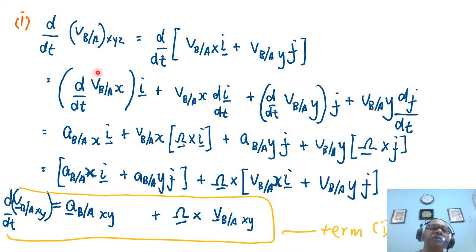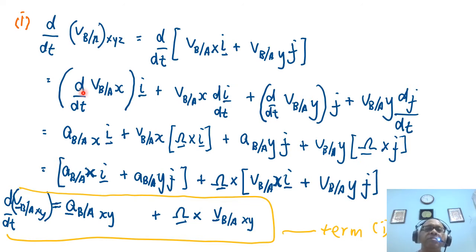So for the first term, d over dt of vb relative to a, we have to find the i and j components. So we get d over dt of vbax times i plus vbax times di over dt. All right, we'll go through them one by one. First we do the differentiation of vbax, and then di over dt, and then vbay, and then we do the dj over dt. So there will be four terms here: 1, 2, 3, 4. There are two terms each: vbax and then vbay.